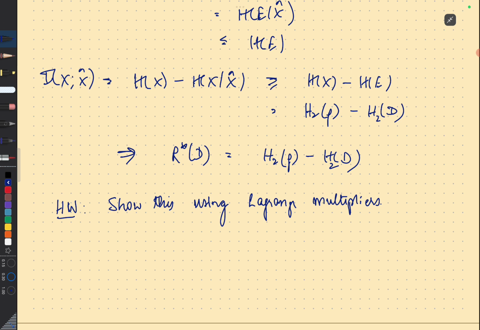When you want to solve an optimization problem of this form, f x hat given x is a density, it's a function, right? So you can't just use Lagrange multipliers to solve this. All right. Any questions? Okay, so if not, let's stop here.